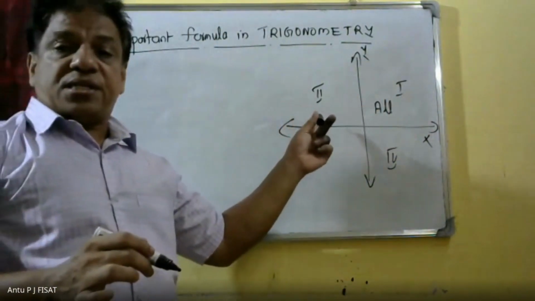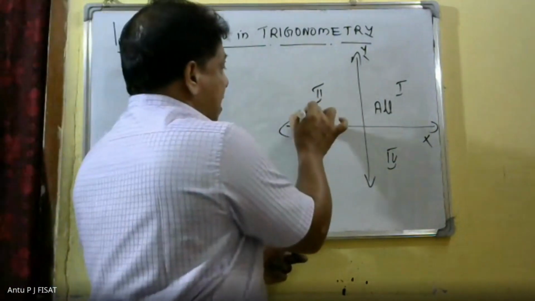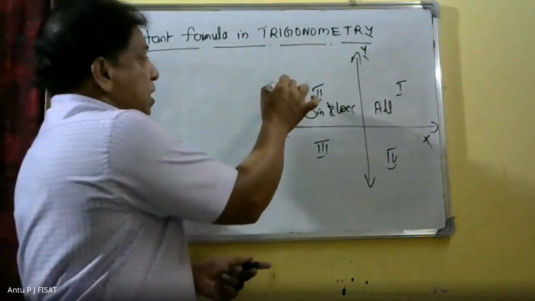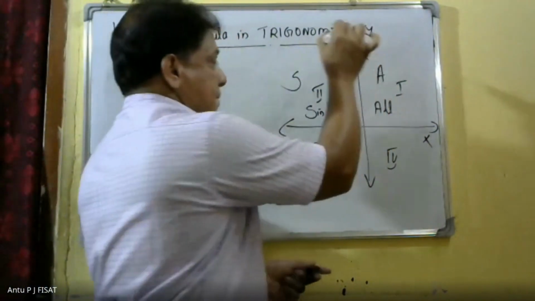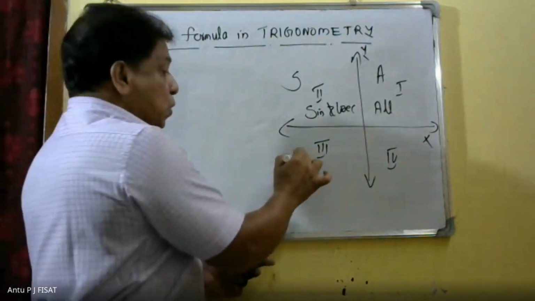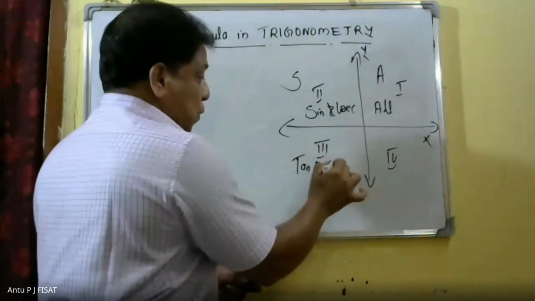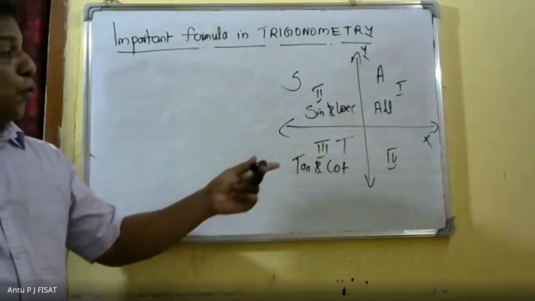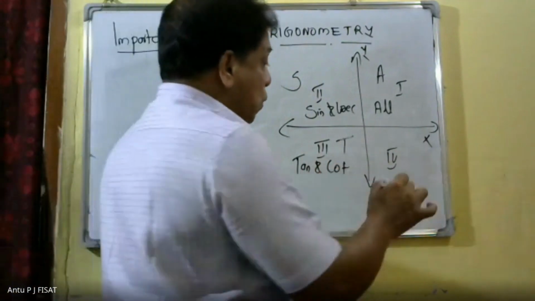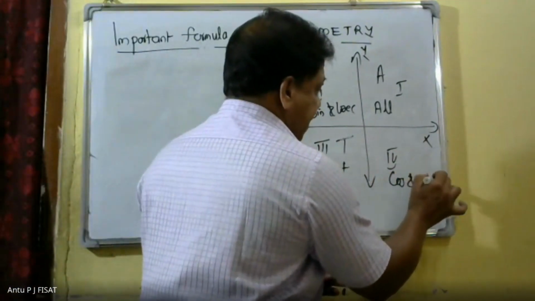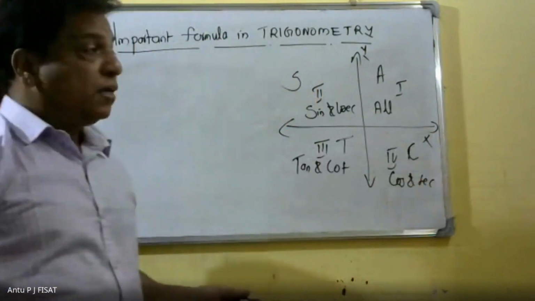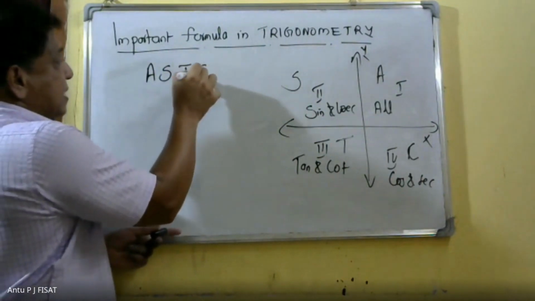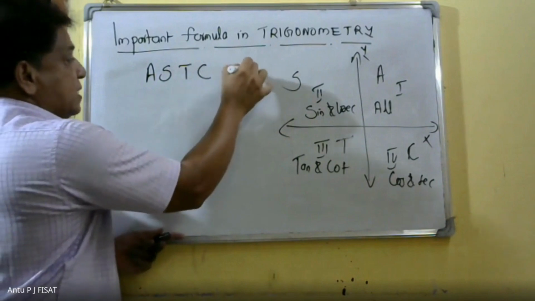In the second quadrant, sine and cosec will be positive. They are represented by S. In the third quadrant, tan and cot will be positive. Therefore, we put it as T. In the fourth quadrant, cos and sec will be positive. Therefore, we put it as C. Therefore, we take one abbreviation, that is ASTC rule.